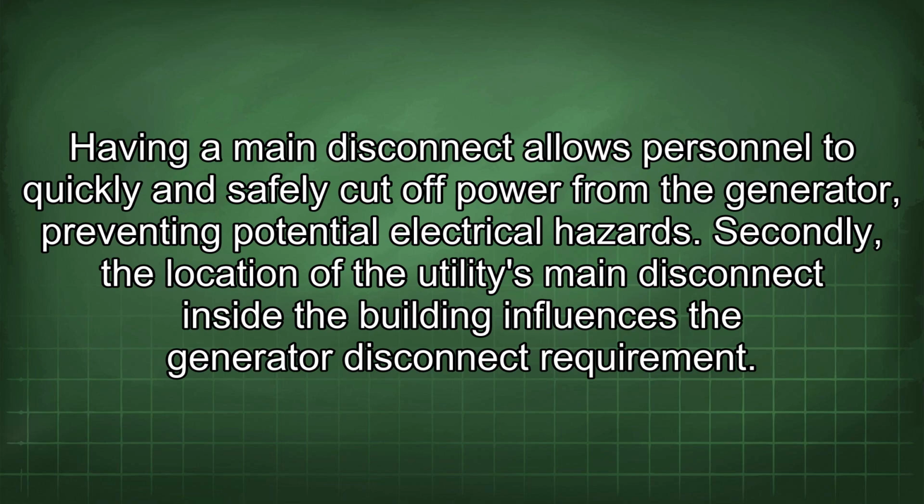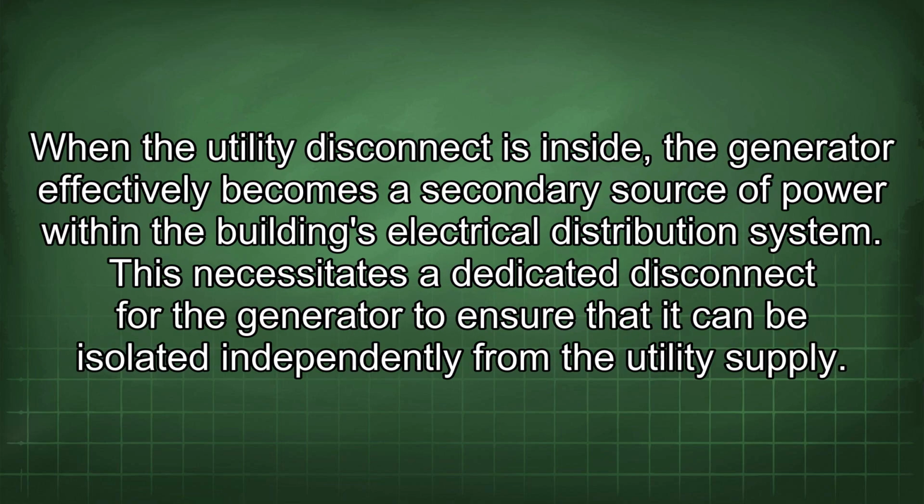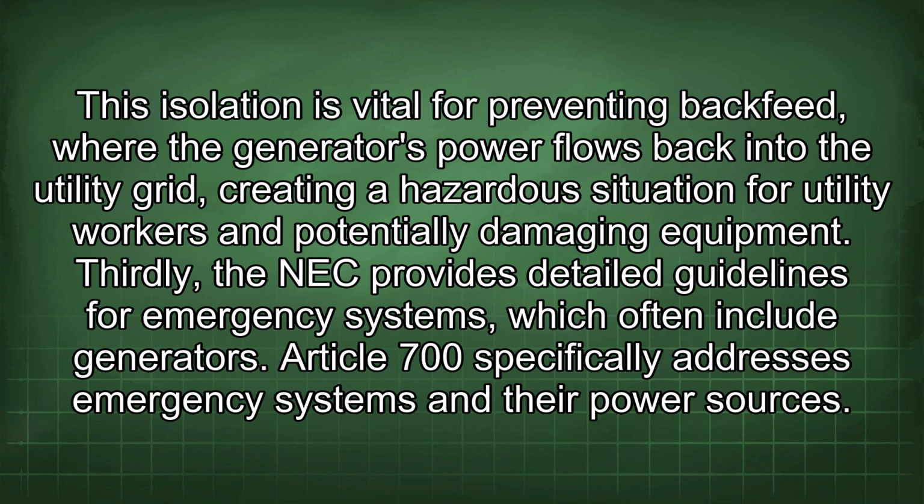Secondly, the location of the utility's main disconnect inside the building influences the generator disconnect requirement. When the utility disconnect is inside, the generator effectively becomes a secondary source of power within the building's electrical distribution system. This necessitates a dedicated disconnect for the generator to ensure that it can be isolated independently from the utility supply. This isolation is vital for preventing backfeed, where the generator's power flows back into the utility grid, creating a hazardous situation for utility workers and potentially damaging equipment.